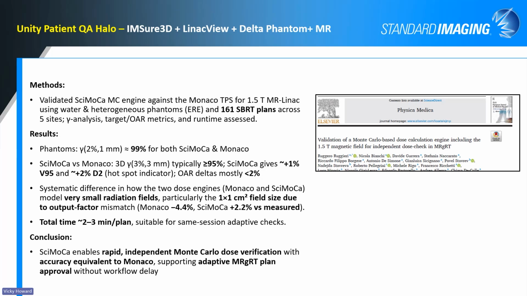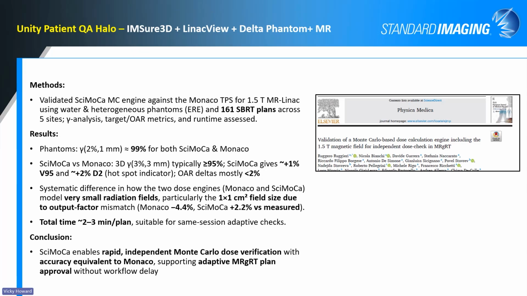Now, that 5% that did disagree, what they found is that SIMOCA tended to give a little bit higher V95 and also a little bit higher D2. So that's like the hotspot indicator. So SIMOCA shifted things slightly hotter compared to Monaco. The organ at risk deltas were mostly less than 2% between Monaco and SIMOCA.